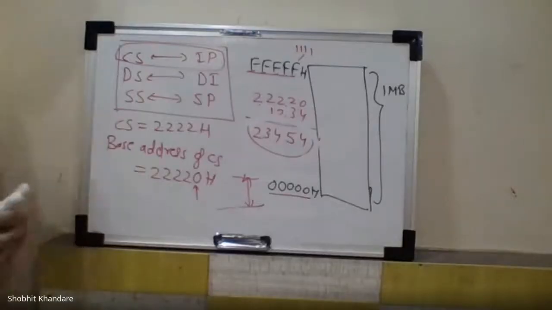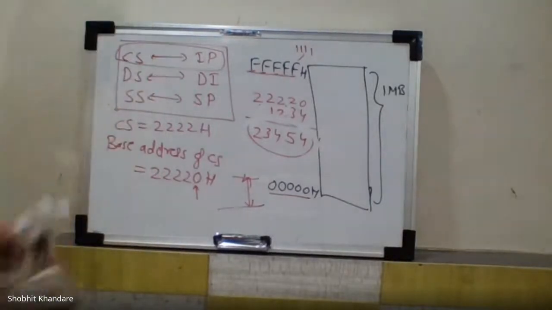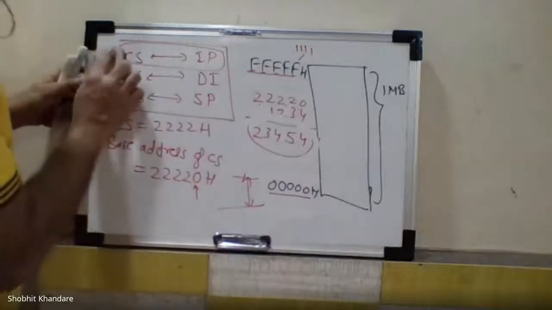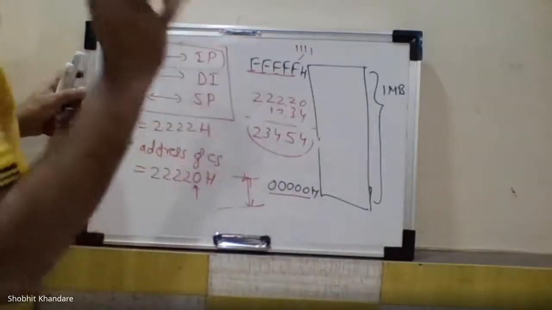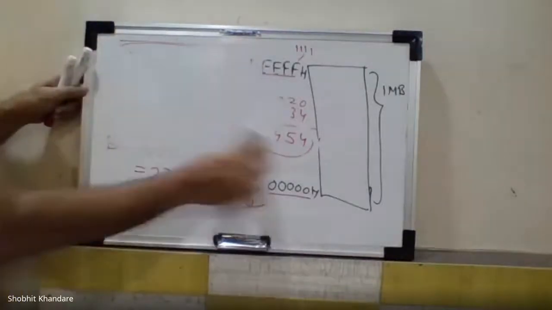Okay, sir. Thank you. Yes, any more questions? Okay. So you can do for DS as well as SS. Physical address is important. Always remember, physical address is of 20 bits.